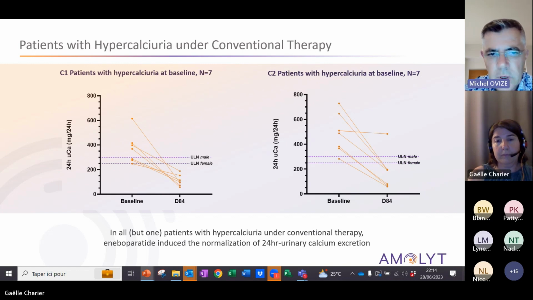So we have a strong effect on urinary excretion of calcium, which is, as you know, an important aspect of prevention of kidney disease, chronic kidney disease, nephrocalcinosis, nephrolithiasis, and it is very important for you that a drug to treat your disease can reduce urinary excretion of calcium. Next.